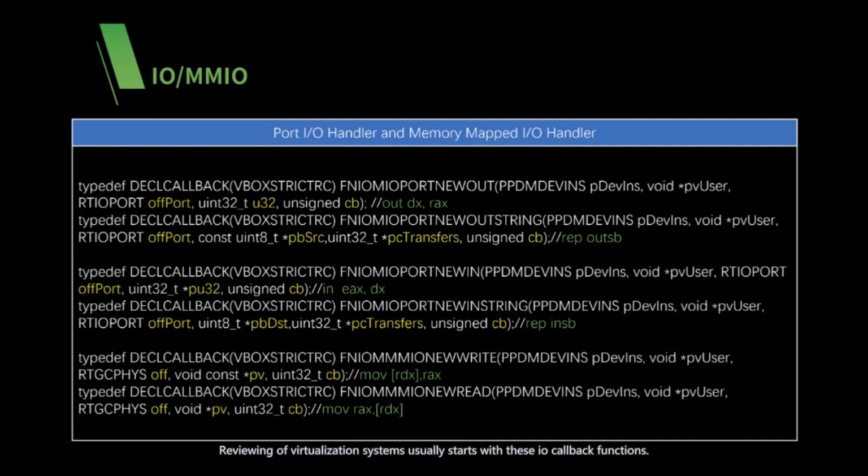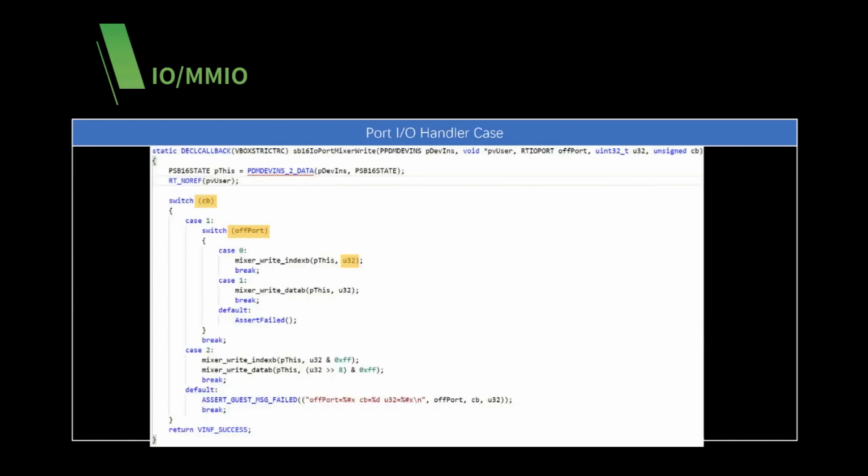Reviewing the virtualization systems usually starts with the IO callback functions, because this is the gateway for communication between guest and host. As shown in the figure, this is a callback function for the out instruction.